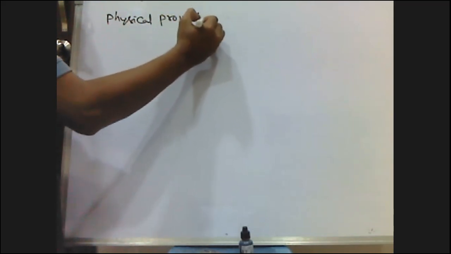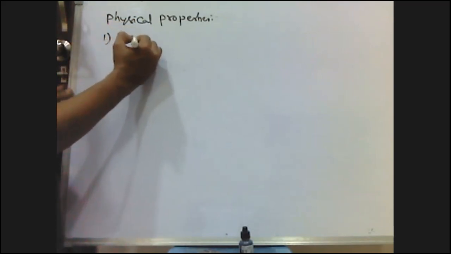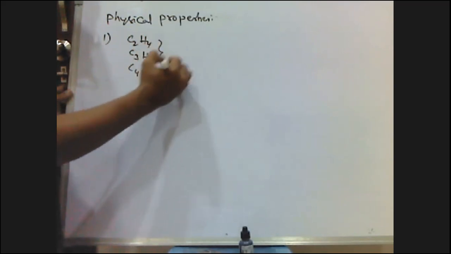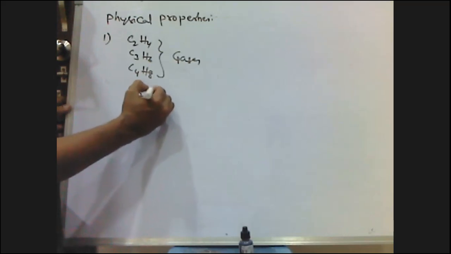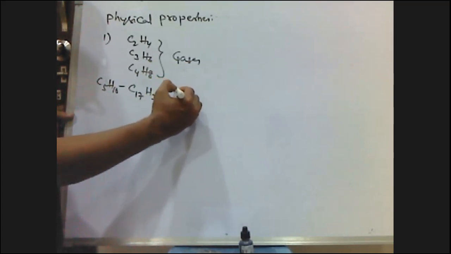In this video, we are mainly focusing on properties. The first one is physical properties. In physical properties, the first three members, that is C2H4, C3H6, C4H8, are gases. And the next 14 members, up to C17H34, are liquids. From C5H10 to C17H34 are liquids.